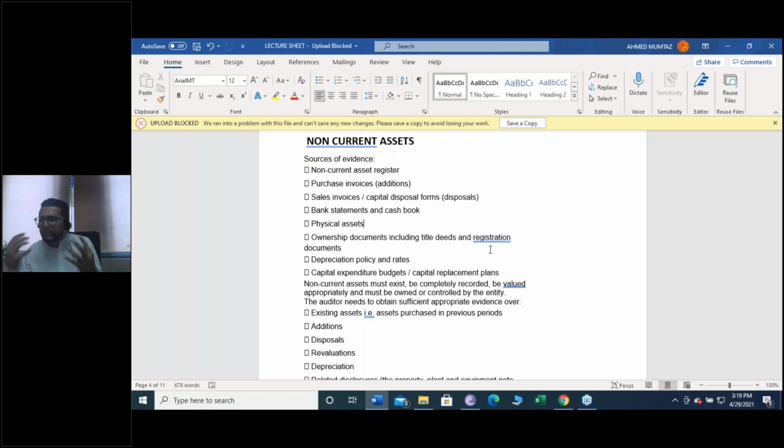Are you thinking that you might be able to construct a few procedures? So first of all, why don't we get the breakdown of the year-end non-current assets from the client and cast it to ensure arithmetical accuracy, that all those additions and disposals have been correctly accounted for. So this is one procedure.